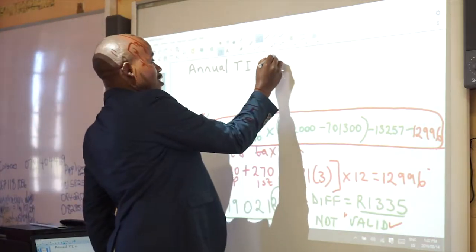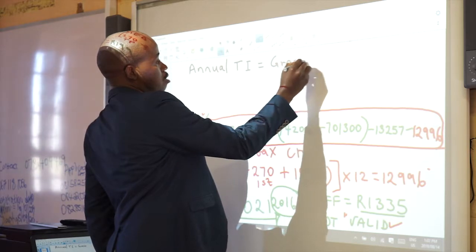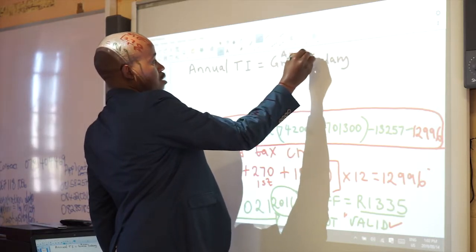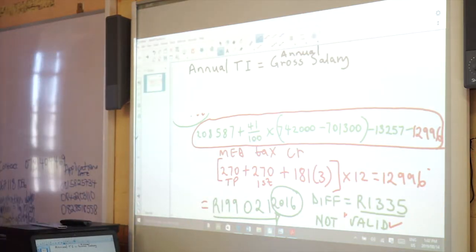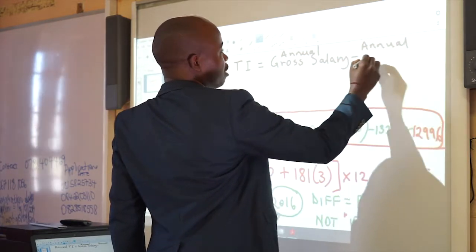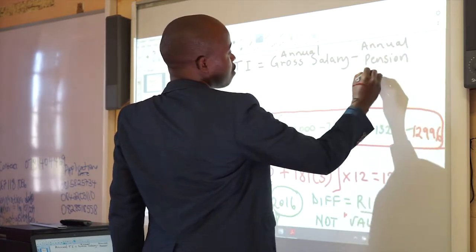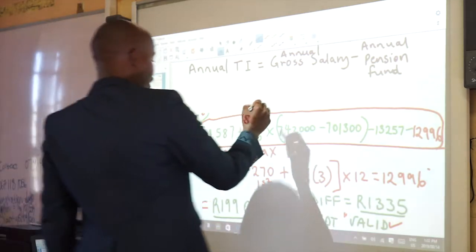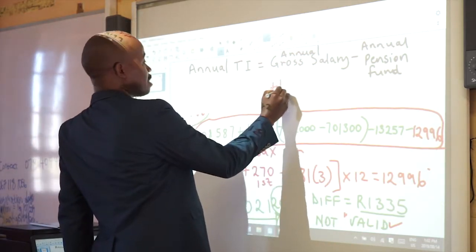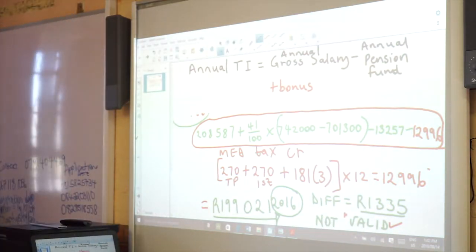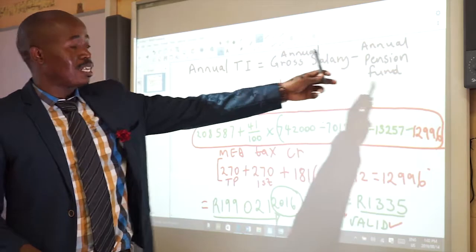Right, I hear gross salary, so I'm going to write it down. The gross salary must be annual, right? Yes. Minus annual pension fund. What else? Yes, plus bonus. The plus bonus part, if there is. We must alert our learners that not all employees get bonuses at their work. So they may find a question where there is no bonus. Therefore, the question will end at annual gross salary minus annual pension fund.